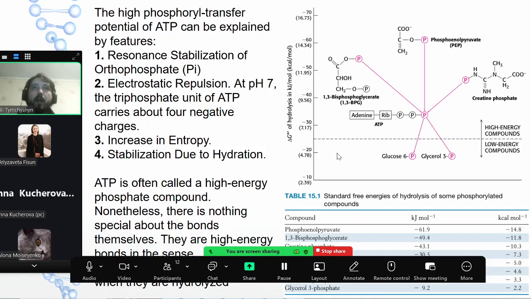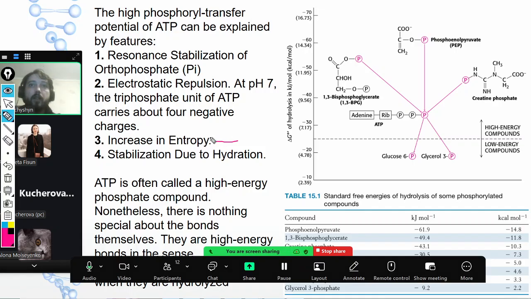Good. The high phosphoryl transfer potential of ATP, so 30 kilojoule per mole, is explained by resonance stabilization of orthophosphate. I hope you remember from our first third of the course what resonance stabilization is. I guess I even showed you the orthophosphate example. Then electrostatic repulsion: they are all charged, so if you break the bond and they are able to get away from one another, that's energetically favorable because you don't have the summand that comes from Coulomb interaction. Then increase in entropy. Don't underestimate this one.